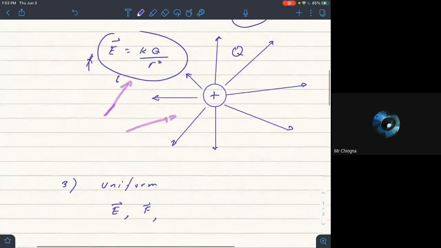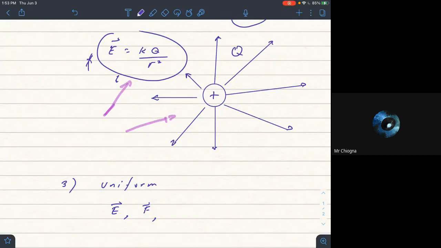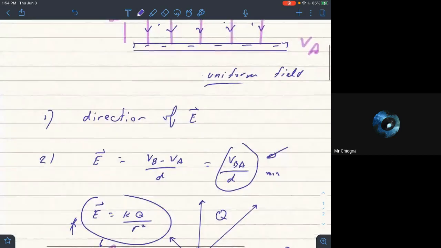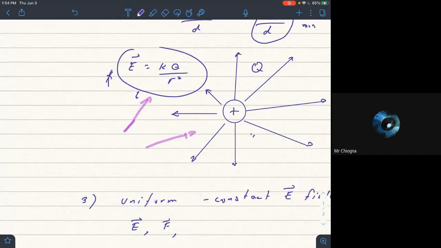Okay. So uniform means constant. It's a constant electric field. What does that mean? If you go back here, that means it's the same value here as it is here, as it is here, as it is here. It's the same anywhere within this sandwich of parallel plates. That is not true here. The field is higher here than it is here. It decreases the farther out you get. So it's not constant here for this case.